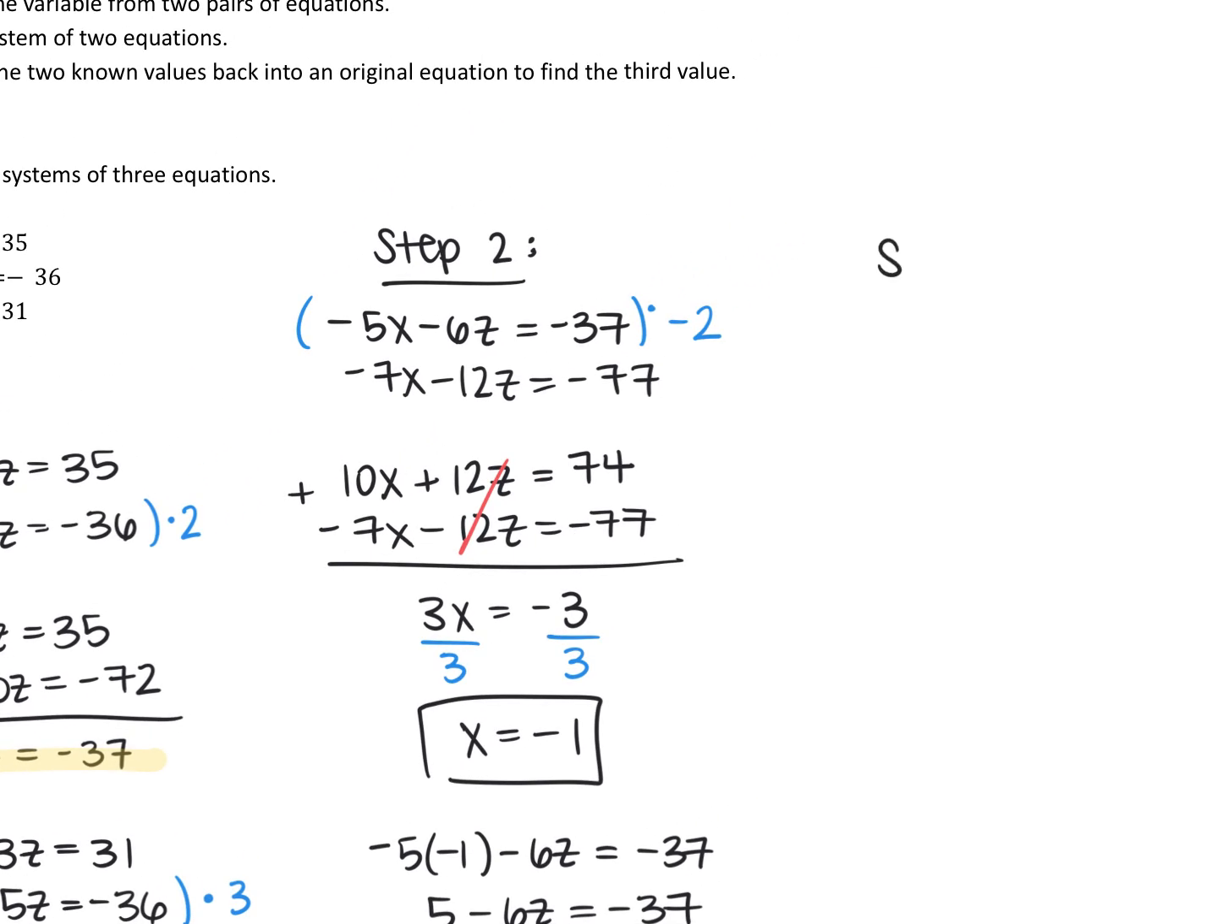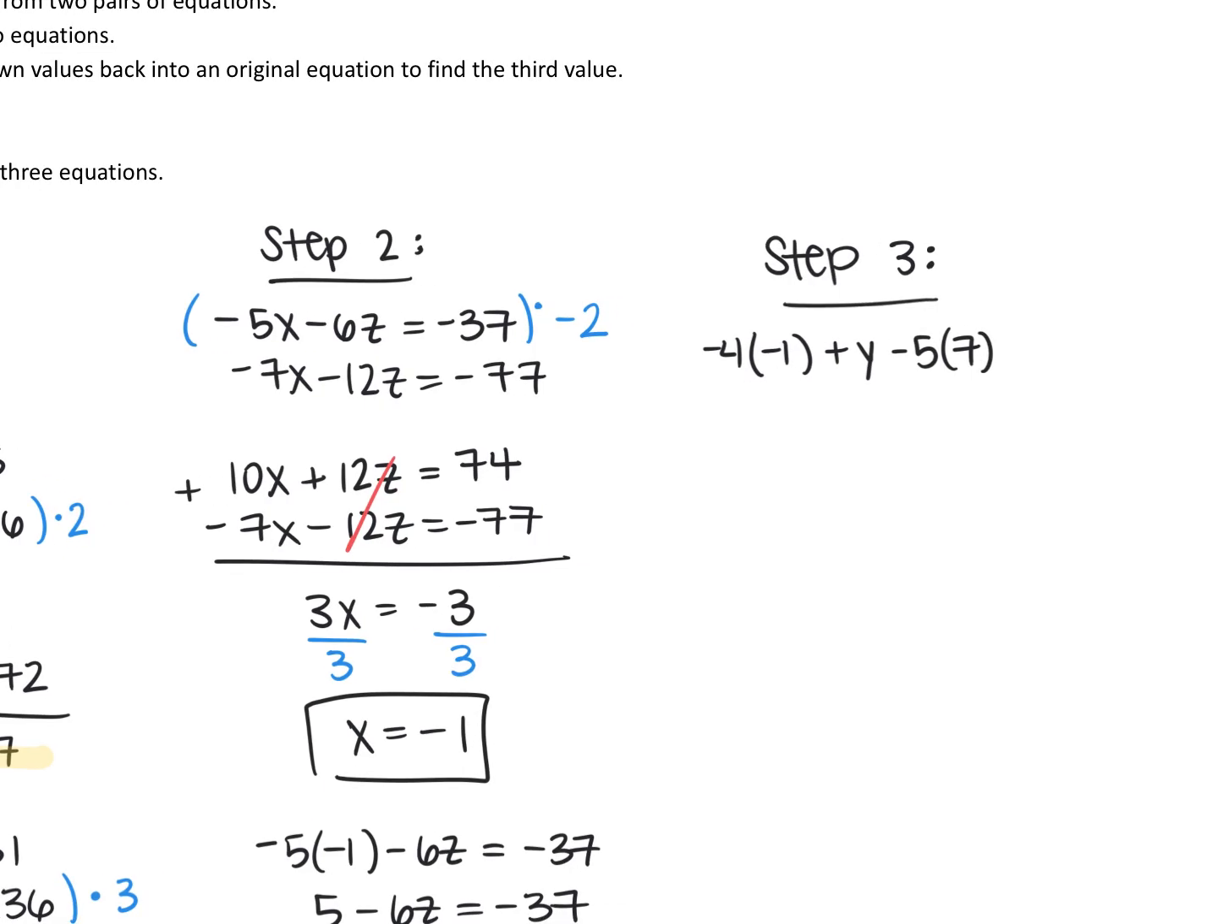Now, when we go back to our original equations and you're trying to decide which one to plug them into, I look for the system where the variable you're left to solve with has a 1 in front of it. So that's going to be equation 2 because it has a 1 in front of the y. So we have negative 4 times x, negative 1, plus y minus 5 times z, which is 7, equals negative 36. Negative 4 times negative 1 is 4 plus y minus 35 equals negative 36.